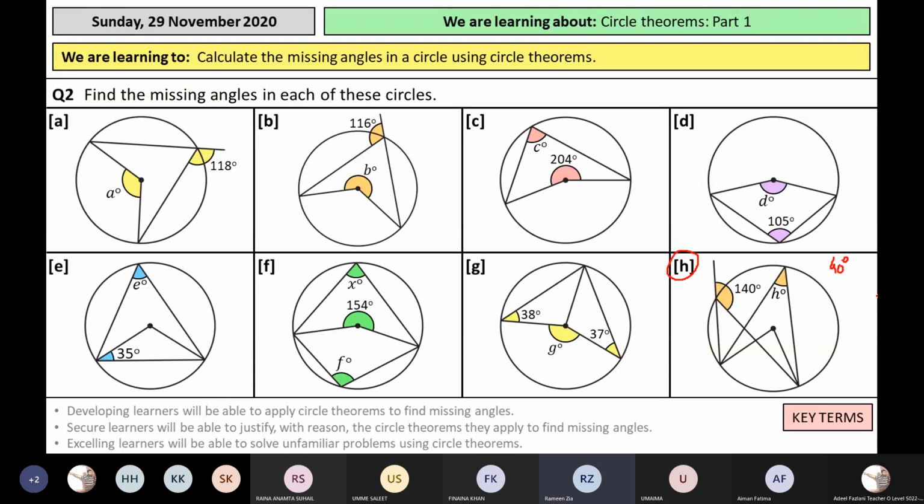Sir, mine is also 40. Ramin, your answer is 40 also? Yes, sir. Ali's answer is also 40. All right, Raina's answer is coming 40. Anyone else who's getting 40?